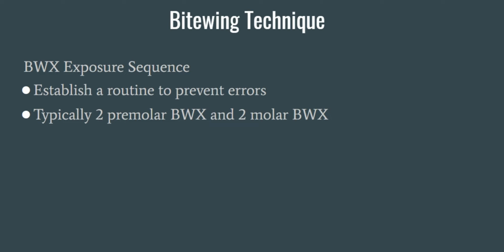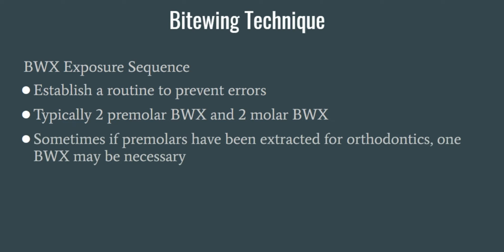Typically, there's going to be 2 premolar bite wings and then 2 molar bite wings. Sometimes premolars get extracted when they're preparing for orthodontics. If there's not enough space, sometimes those premolars will go. Only 1 bite wing may be necessary if this is the situation.